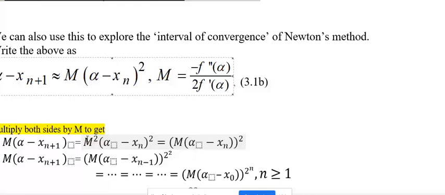The result is, if alpha is the solution of the problem, then we have alpha minus xn plus 1 equal approximately m times alpha minus xn all squared. I repeat, alpha minus xn plus 1 equal m times alpha minus xn squared. What is alpha? The root or the solution of the problem. What are xn and xn plus 1? They are two iterations, numbered n and n plus 1, for the solution using Newton method. Okay.